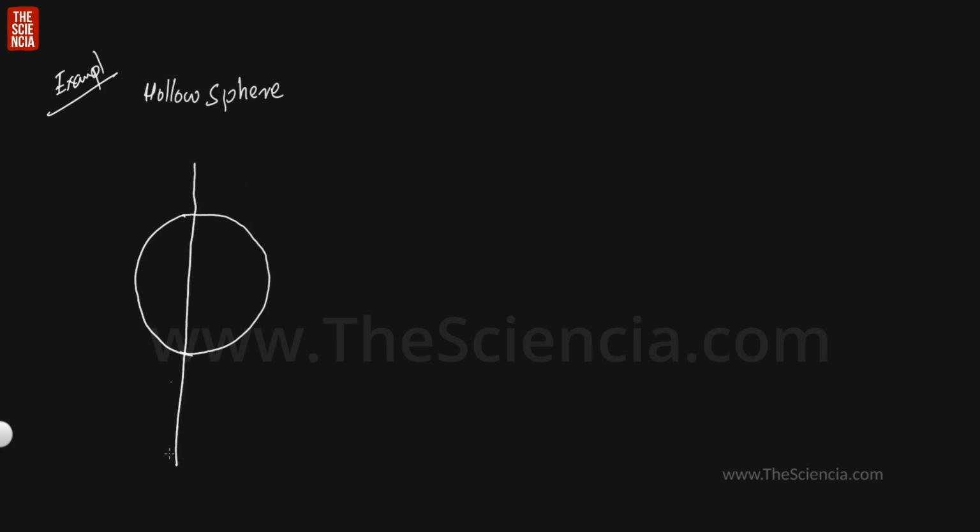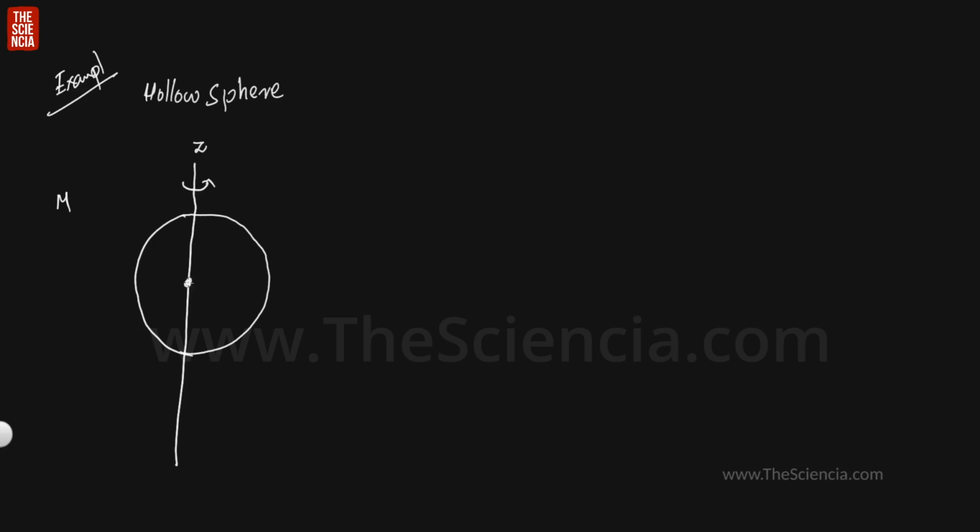Another example. Example of a hollow sphere. Let this be a hollow sphere. Okay, and this is the axis, and the total mass of this hollow sphere is M and it is rotating about the axis Z.